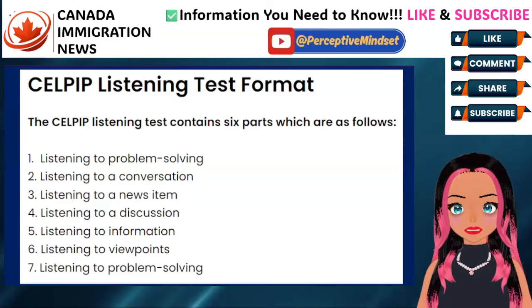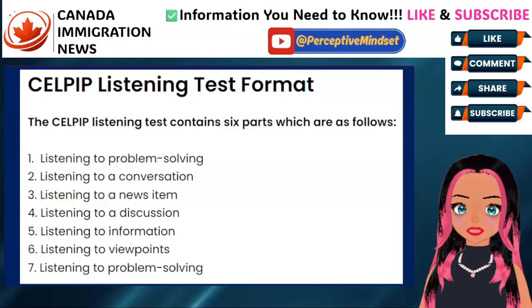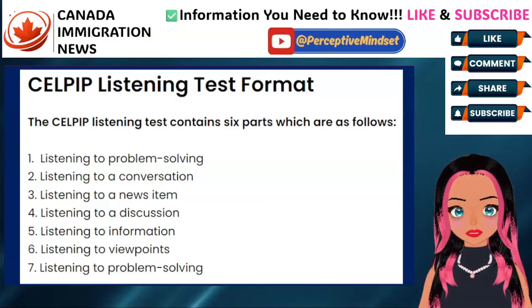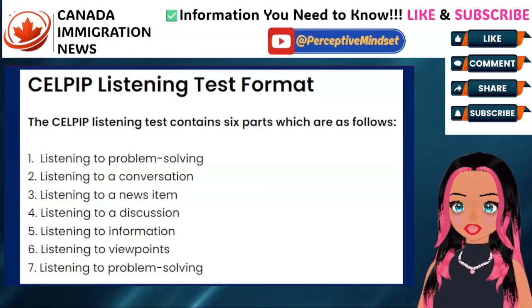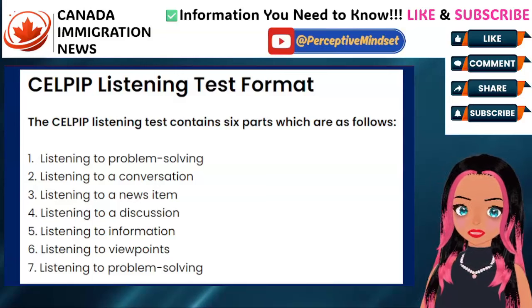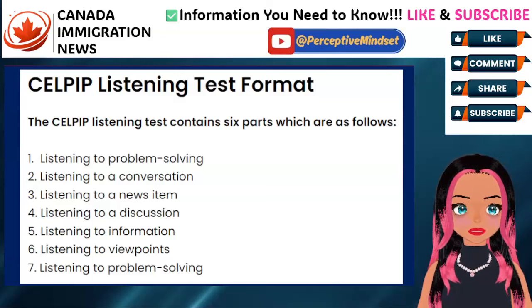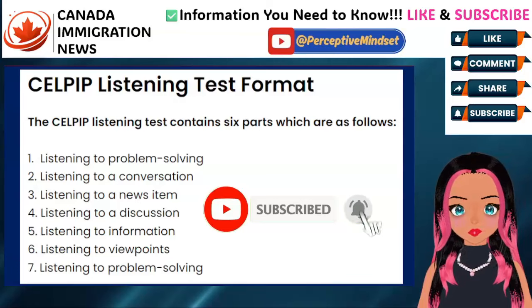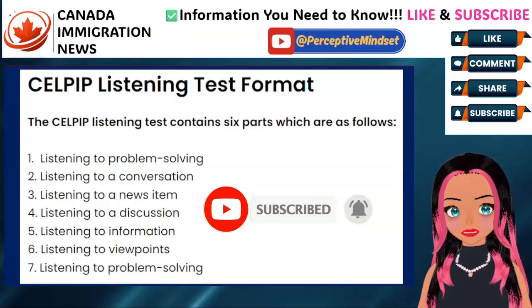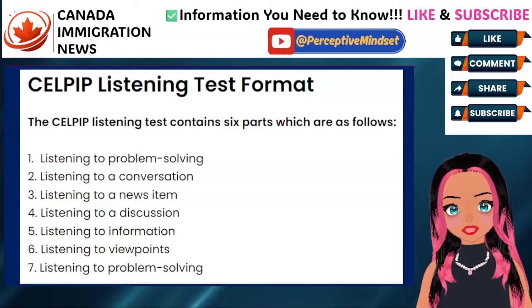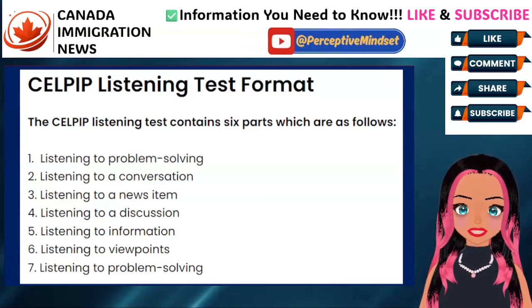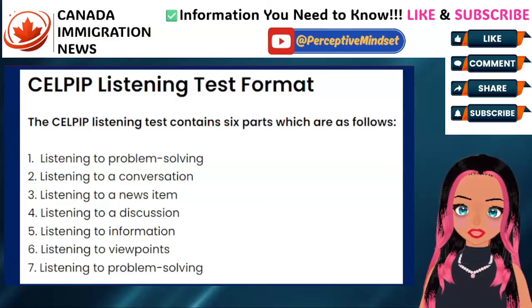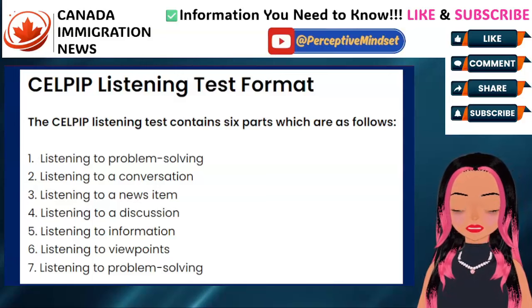So we are focusing on them one at a time, starting off with the listening component of the test. The CELPIP listening test contains 6 parts, and they are as follows. There's listening to problem solving, and you'll notice that number 1 and 7 is the same thing. You will see listening to a conversation, listening to a news item, listening to a discussion, listening to information, and listening to viewpoints. Those are the 6 components which make up the listening part of the test.